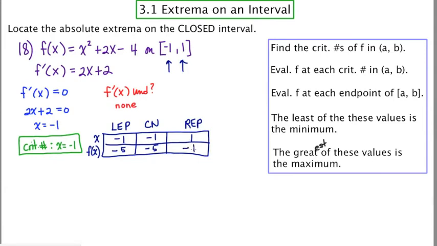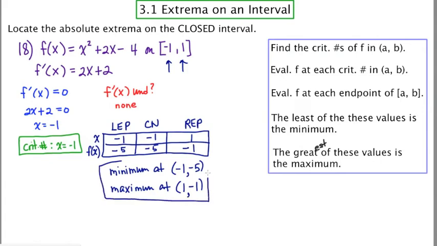So again, the minimum will be the lowest of these values, and the lowest y value that we see is -5. So we're going to have a minimum at (-1, -5), which happens to be an endpoint, and we're going to have a maximum at (1, -1). Okay, so let's convince ourselves that this is right by looking at the graph.